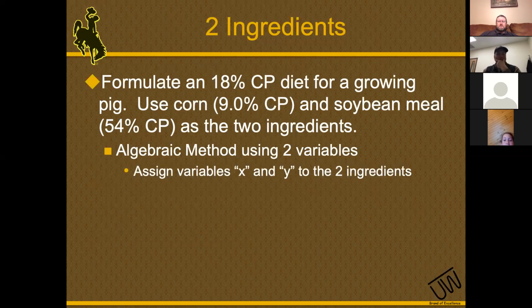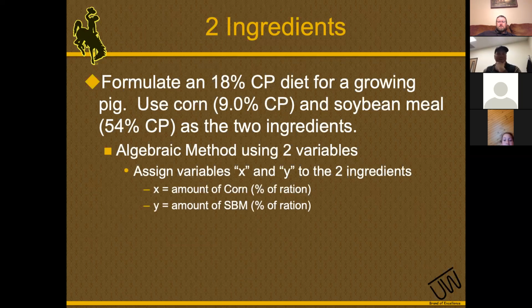So we are going to assign the 2 variables would be corn and soybean meal. So we're going to say X is corn, Y is soybean meal. Okay, X is the amount of corn, Y is the amount of soybean meal.